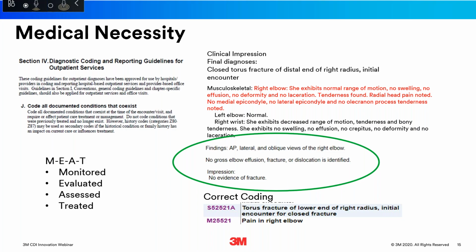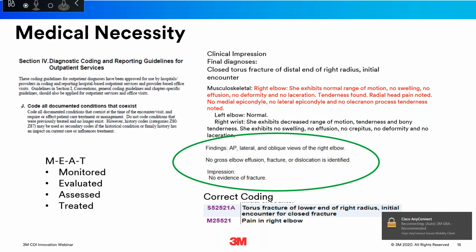So we have a patient who really has a wrist fracture. It's supported in the diagnosis, and as you can see in the physical exam there in black, it says right wrist. She's got decreased range of motion, tenderness, and bone tenderness. So this patient has a wrist fracture, but he's also done an x-ray for that radial head or elbow pain of the right side.